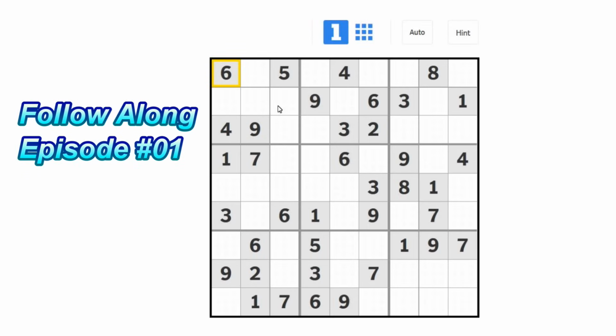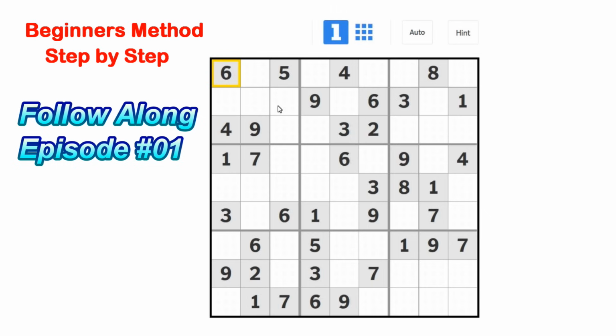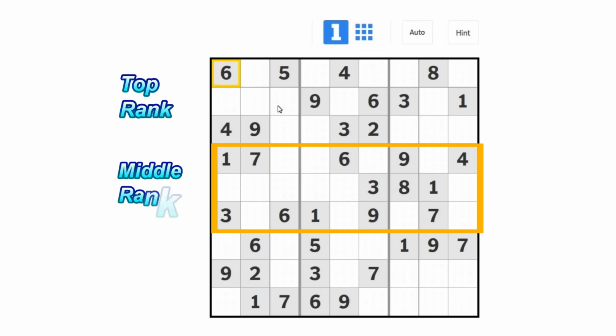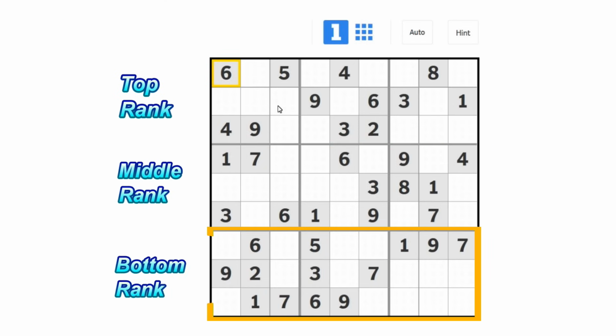In this episode, I show you a very simple beginner's method for solving a puzzle. We will start by moving across the ranks horizontally, first with the top rank, or top horizontal group of blocks, then the next rank, the middle rank, and then the bottom rank, or bottom group of horizontal blocks.